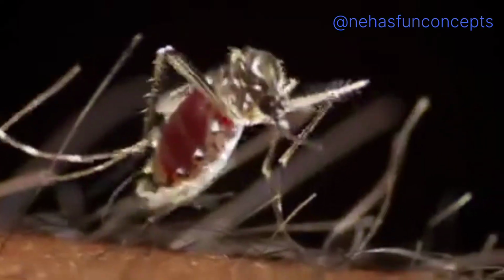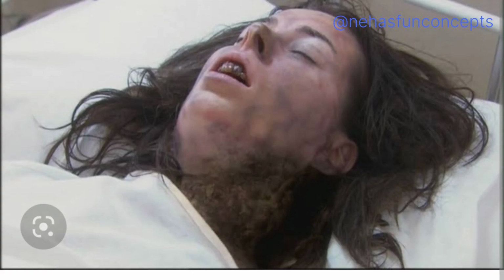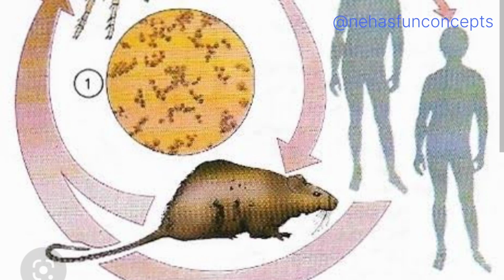Some blood-sucking insects are wingless, called fleas. As you can see, this person is affected by the bubonic plague. It is caused by the flea that is found on the rats and the rodents. This is a very dangerous disease.